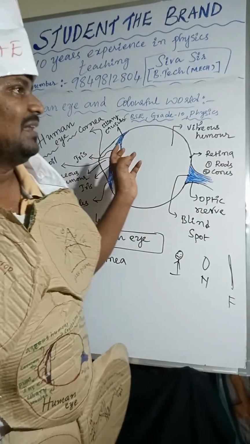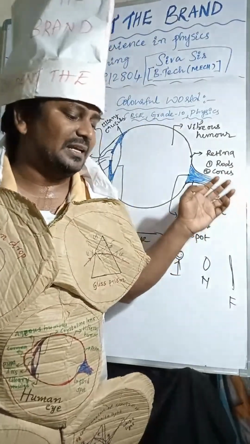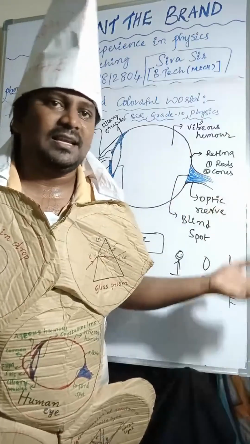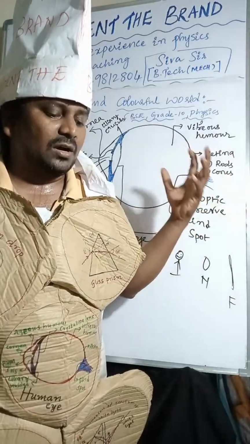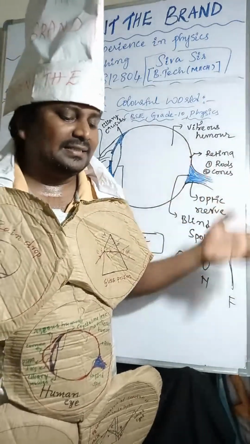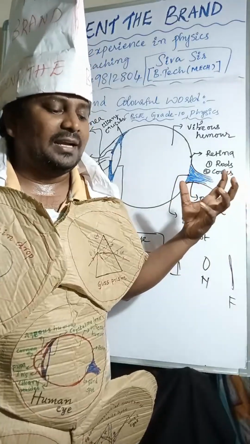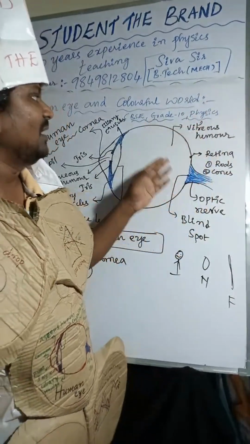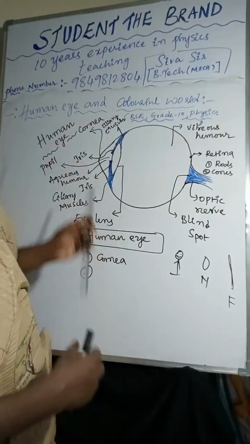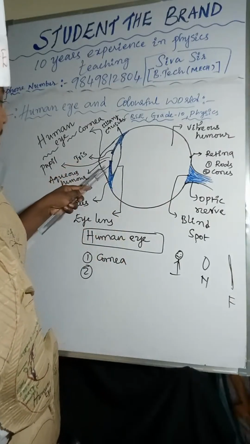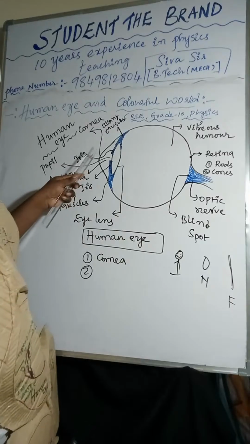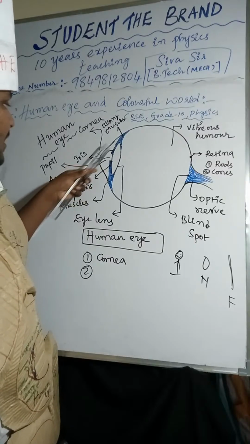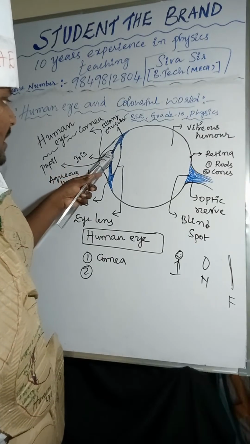The eye lens is a crystalline lens, a convex lens. Whenever light falls on it, it will converge the light rays and make them fall at the retina. Here one more is there, that is aqueous humor. Aqueous humor is there between the cornea and the eye lens.